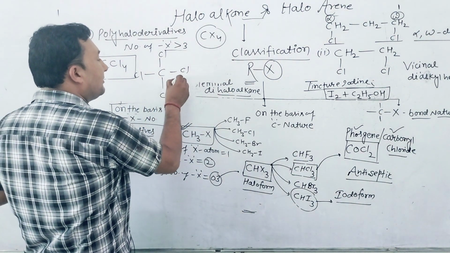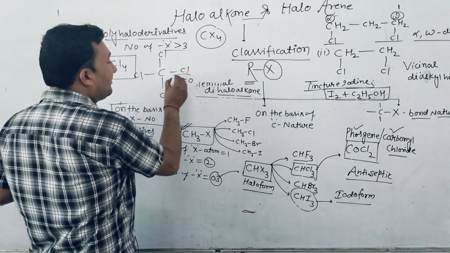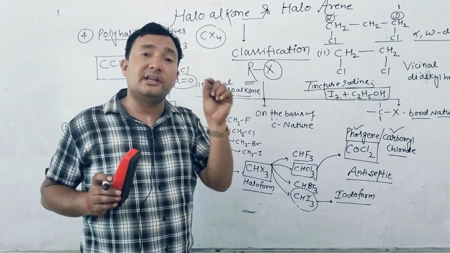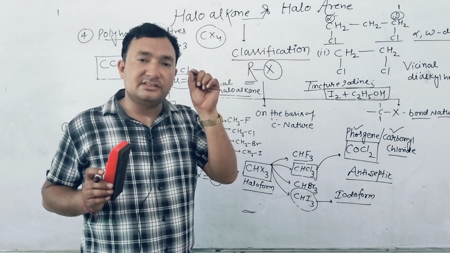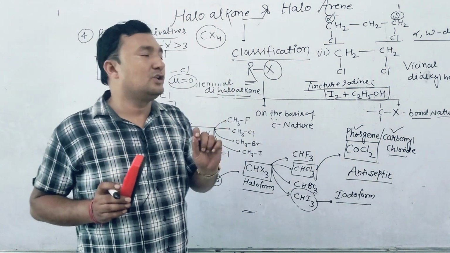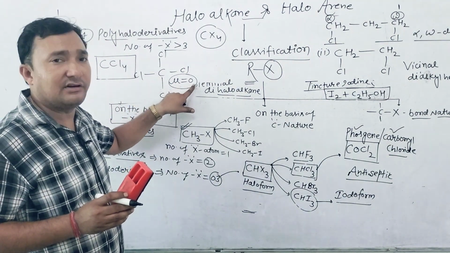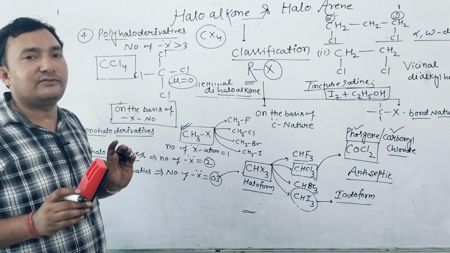So the total dipole moment of carbon tetrachloride is 0. So it is very important. The organic solvent which contains 0 dipole moment will be the good one. So over here, carbon tetrachloride has a dipole moment, mu value, equal to 0. So it is one of the good kinds of solvent.